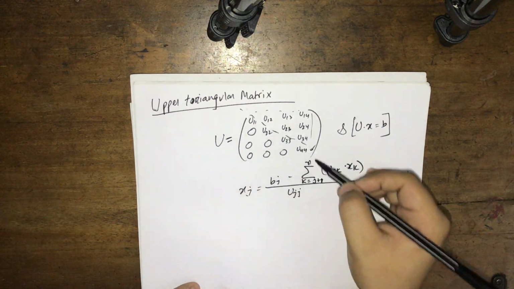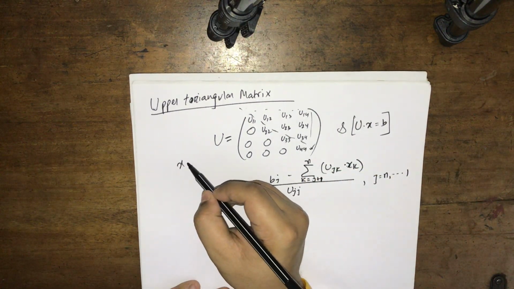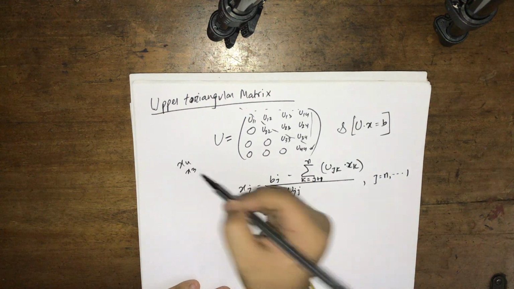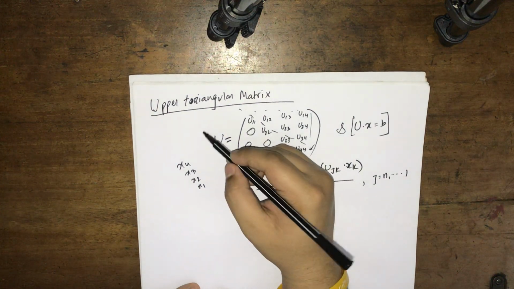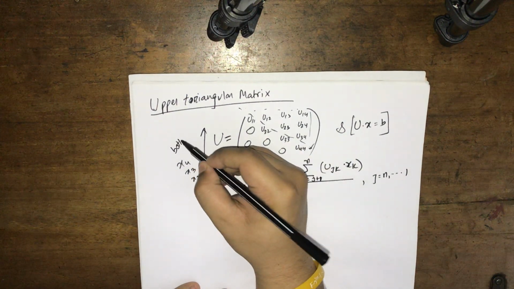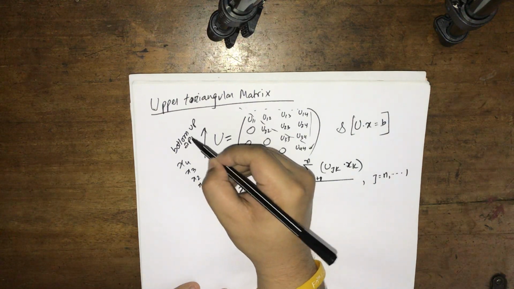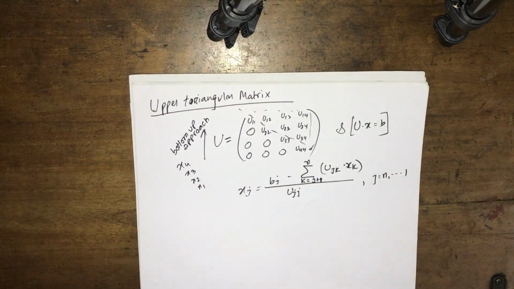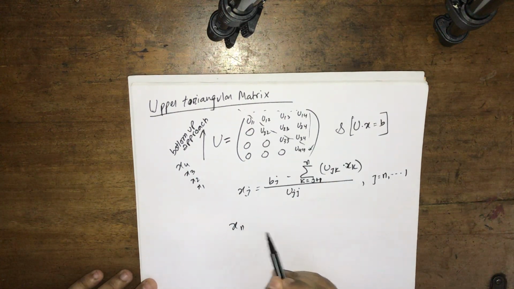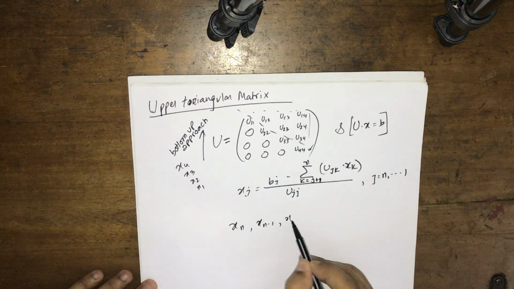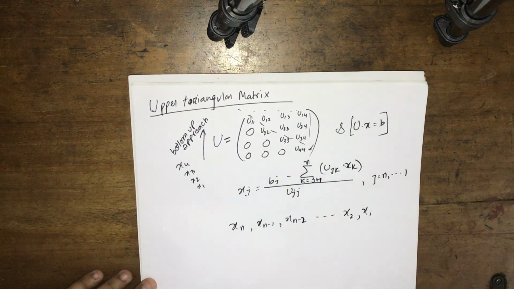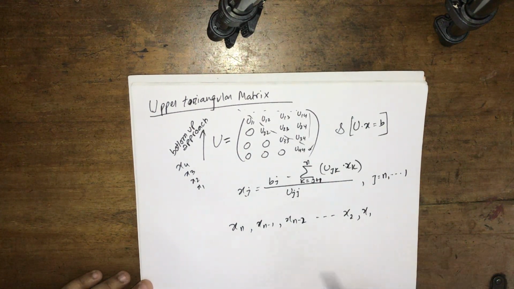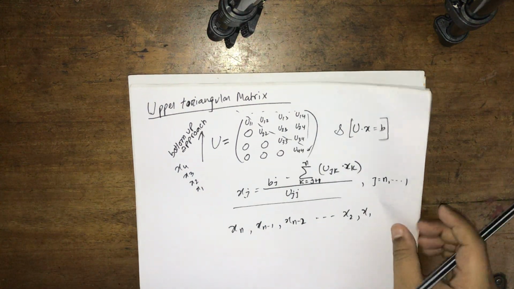If we think about this, we start off calculating x4, then we move on to x3, then we move on to x2, then up till x1. So it's basically called a bottom-up approach. So we are first calculating xn, then xn minus 1, then xn minus 2, it goes up till x2, then x1. Alright, so we're calling it a bottom-up approach, and this is basically backward substitution.